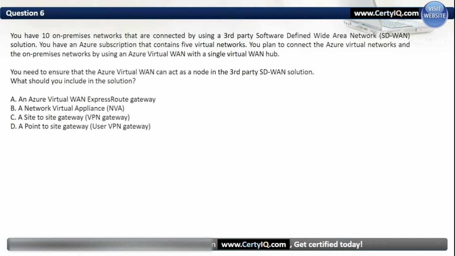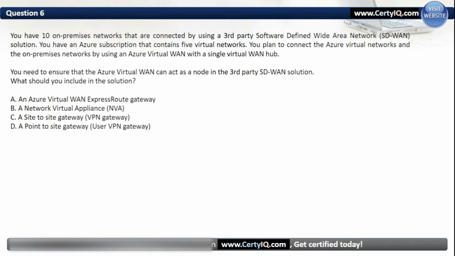Question 6. You have 10 on-premises networks that are connected by using a third-party software-defined wide area network. You have an Azure subscription that contains 5 virtual networks. You plan to connect the Azure virtual networks and the on-premises networks by using an Azure Virtual Wide Area Network with a single Virtual WAN hub. You need to ensure that the Azure Virtual WAN can act as a node in the third-party SD-WAN solution. What should you include in the solution?